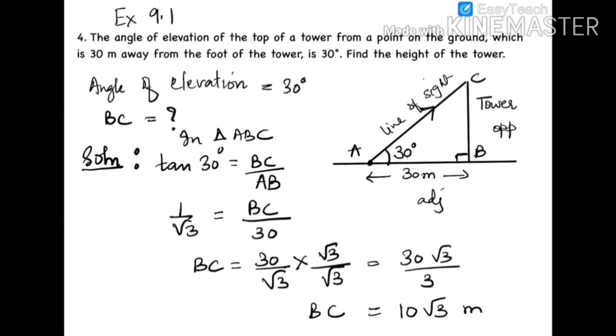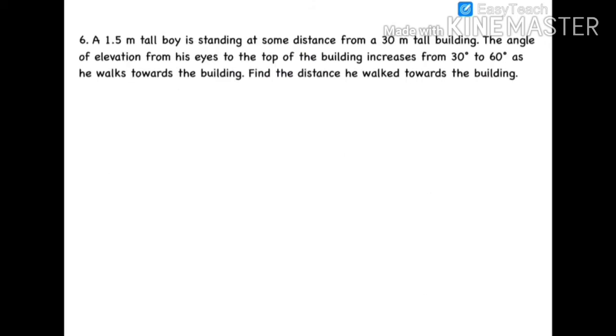Now this is a question where we had only one triangle. However, as we proceed in the chapter, the questions will become a little more complex in the exercise and will involve two triangles. Question number 6. A 1.5 meter tall boy is standing at some distance from a 30 meter tall building. Let's represent this much information in the form of a figure.